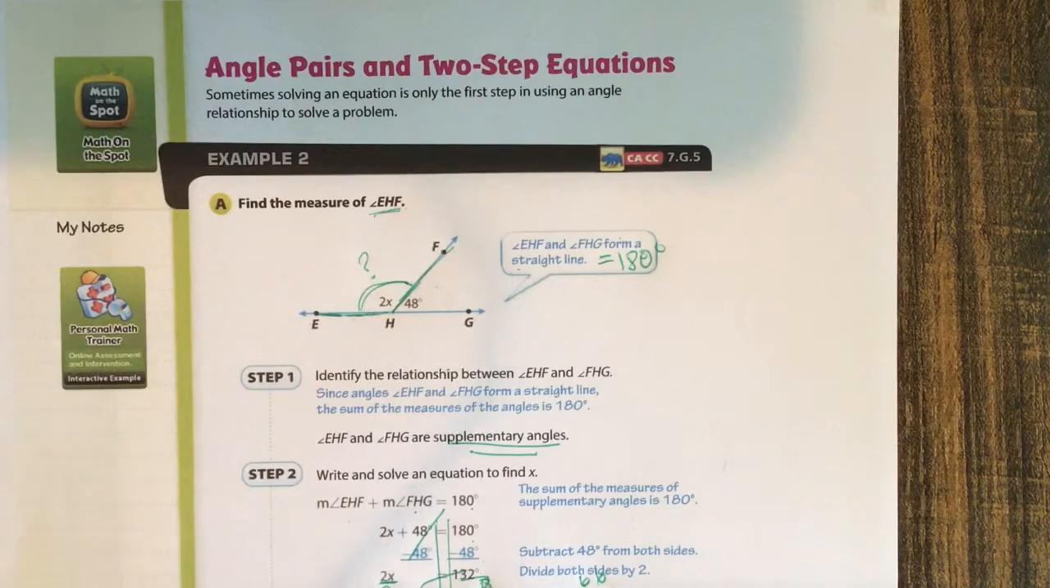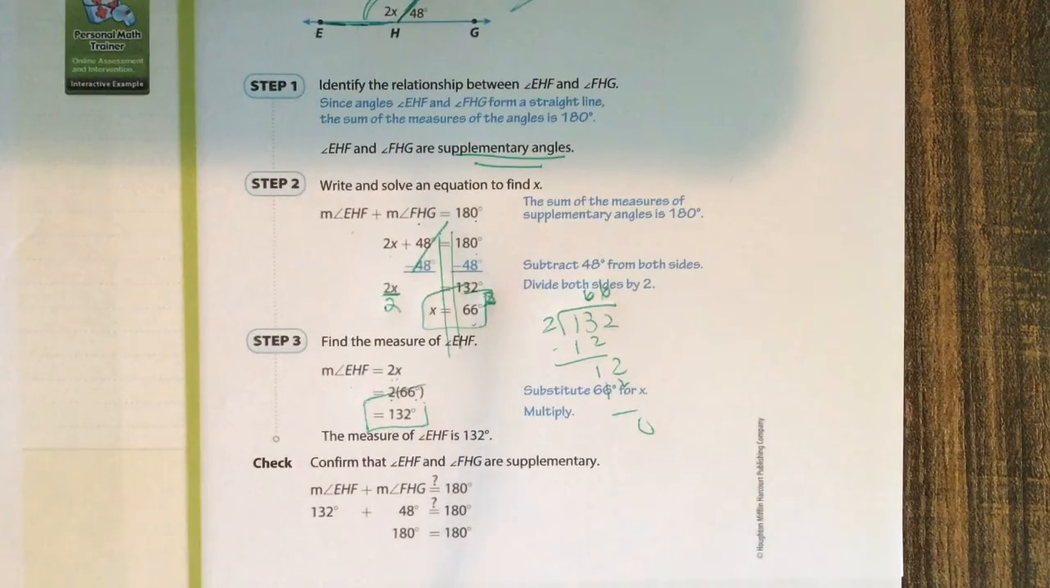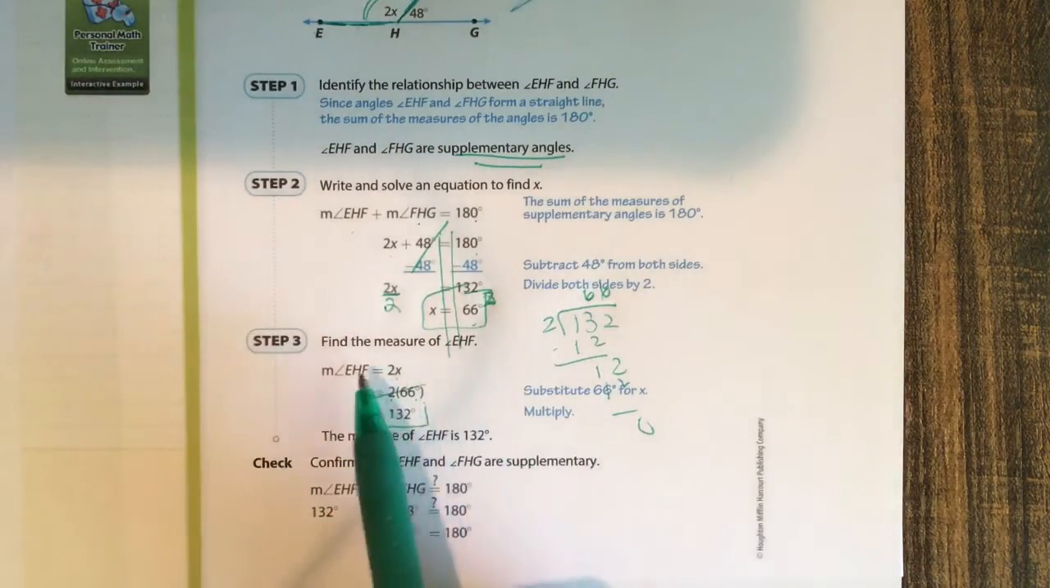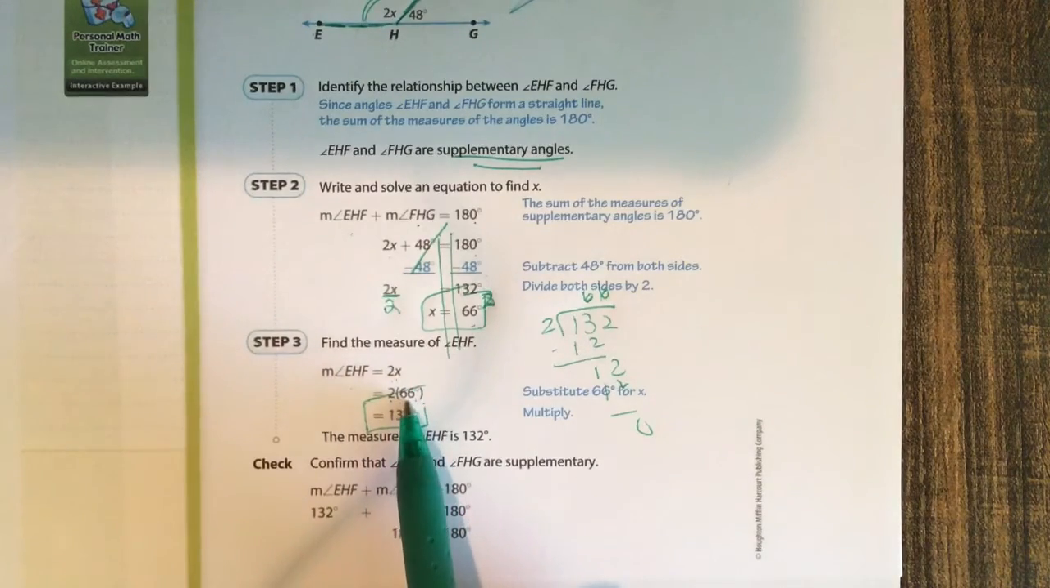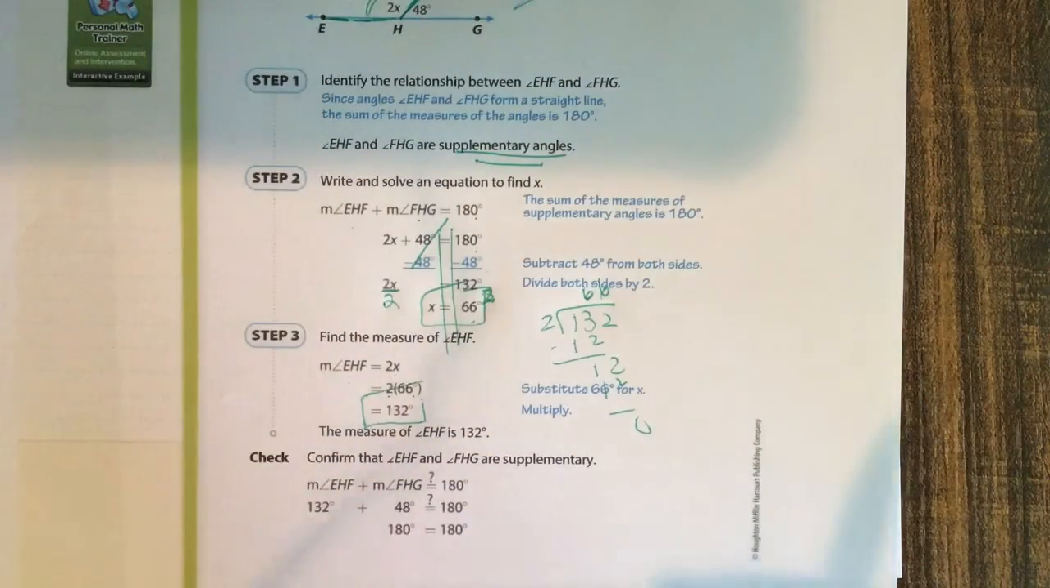And then you could check it down here to see if that's what you got. Again, EHF was 2x. We plugged in x was 66. Multiplied them together, we got 132. So our answer is 132 degrees.